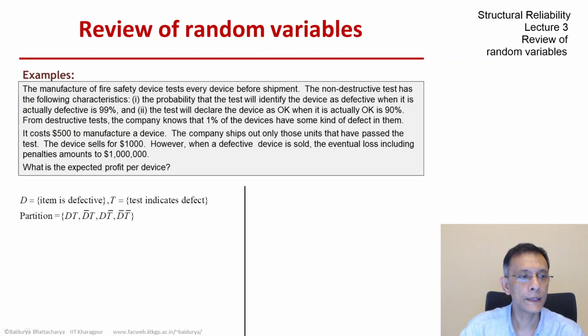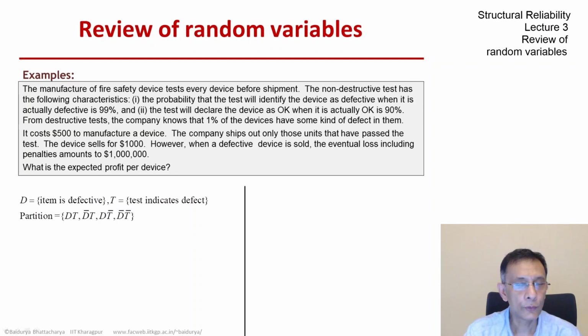The first thing would be to define the events carefully, as we always do. So let D be the event that the item is defective, and T is the test indicating the item is defective. So we are not using D plus and D minus and T plus and T minus as we did last time. We'll use more standard notations, D and D bar and T and T bar. So that gives us the partition of the sample space in terms of DT, D bar T, DT bar and D bar T bar.